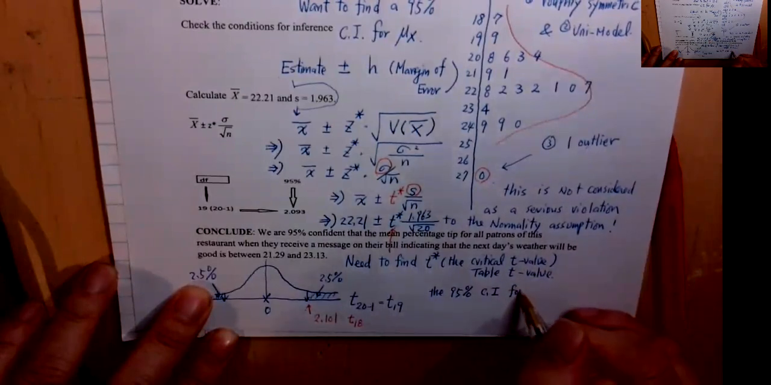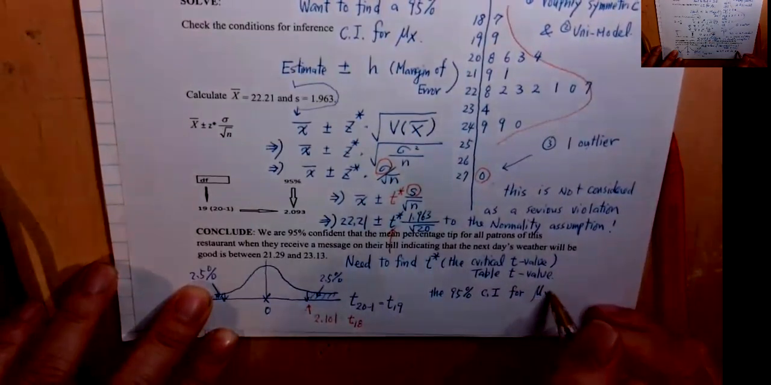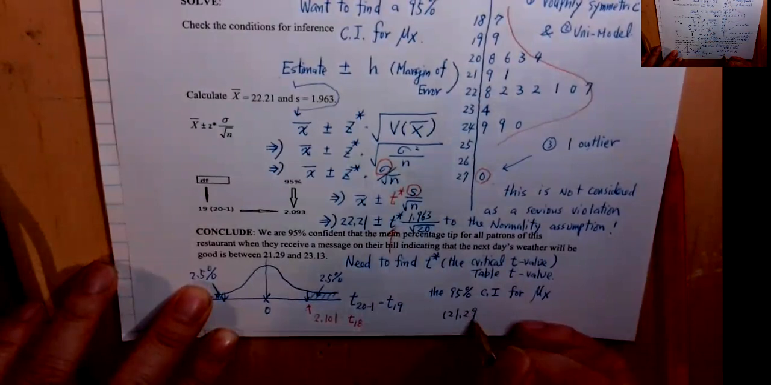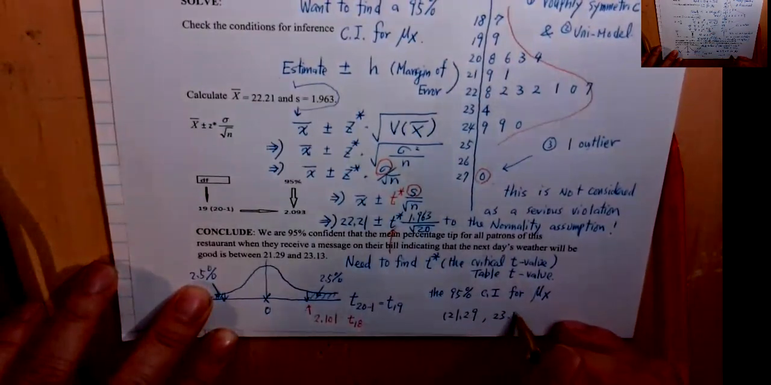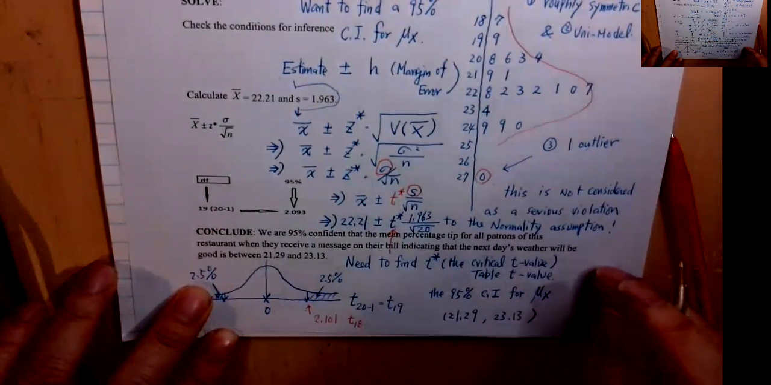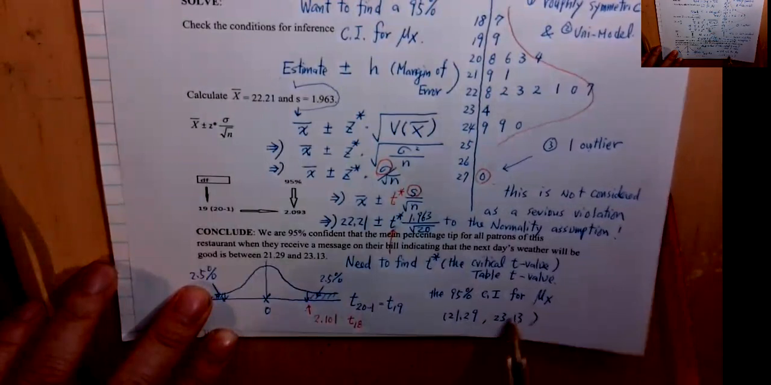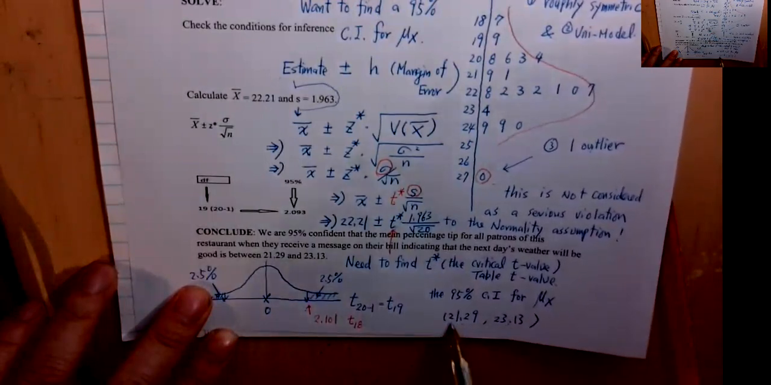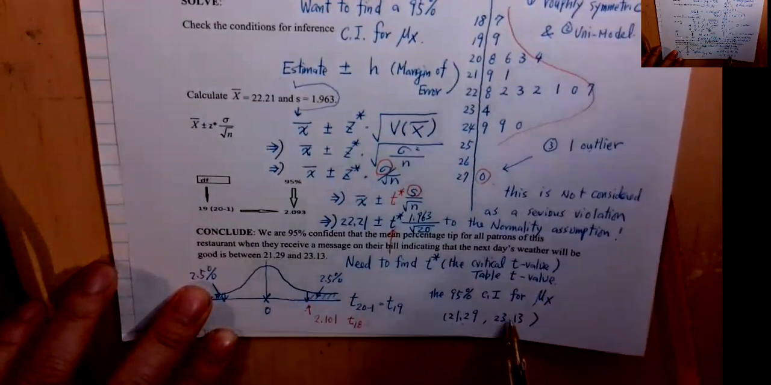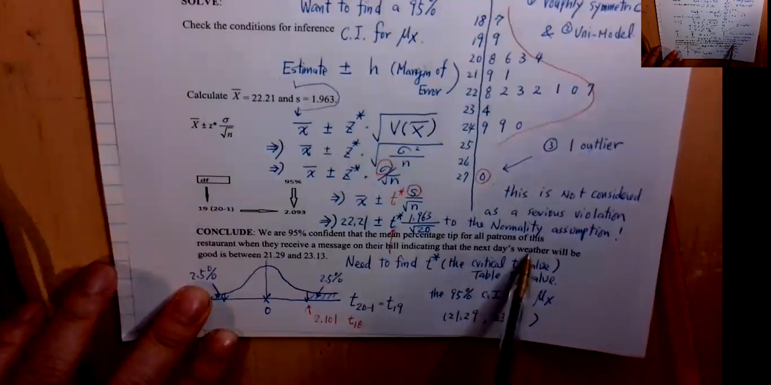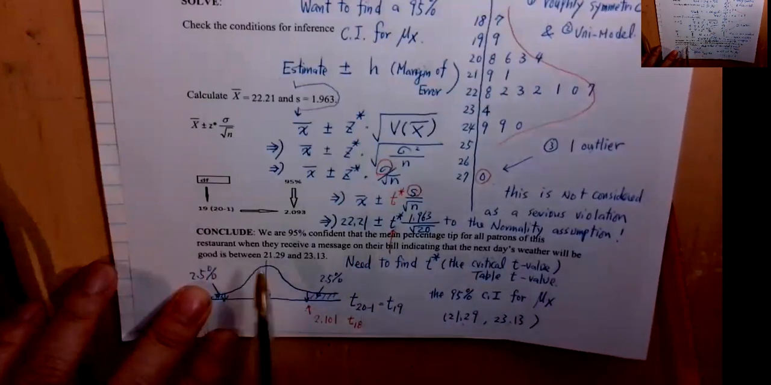For what? For mu x, it is from 21.29% to 23.13%. Usually, if people go to the restaurant, they pay about 15%. So this is considered a very high percentage for tips. So we can conclude that, yes, when they receive a message on their bill indicating the next day's weather will be good, then the waiter or waitress tends to get higher tips. That's our conclusion.